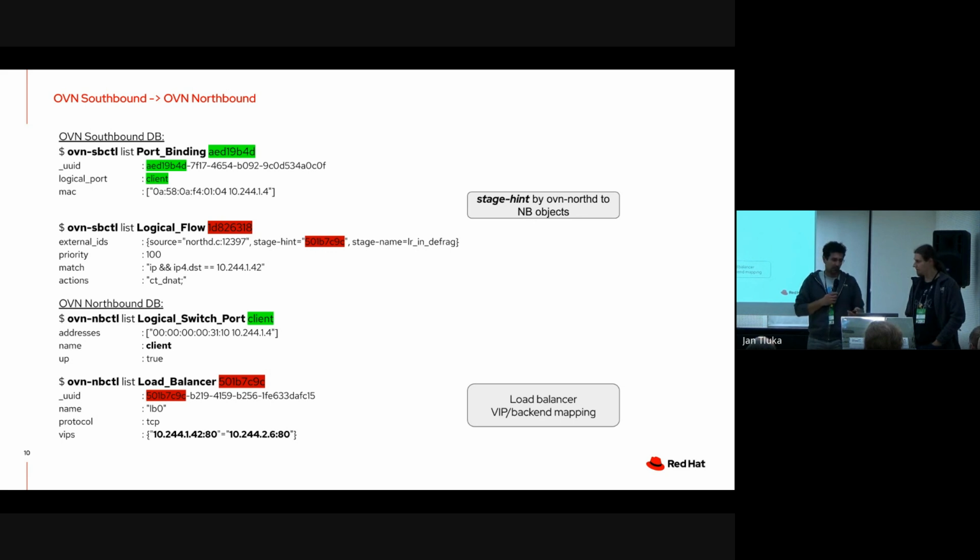So if we look again at that red cookie UUID, well, in this case, it's the hint. We see that it's actually a UUID of a load balancer configured by the CMS in the northbound database. So that's why our packet was hitting that flow. Like this, we managed to figure out the link between data path, OpenFlow, OVN southbound, and OVN northbound.